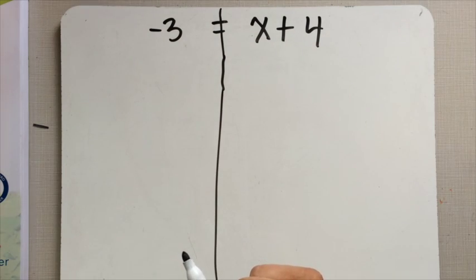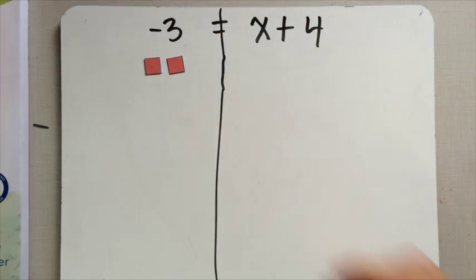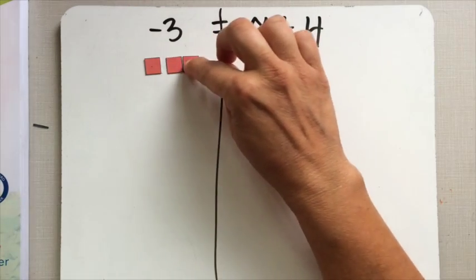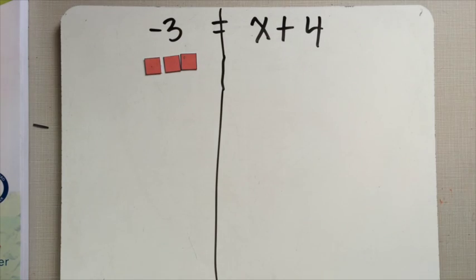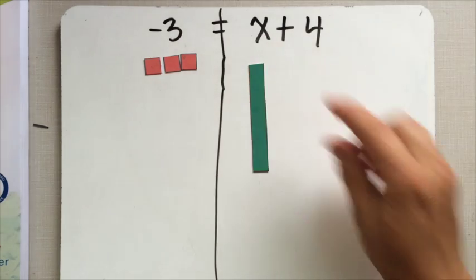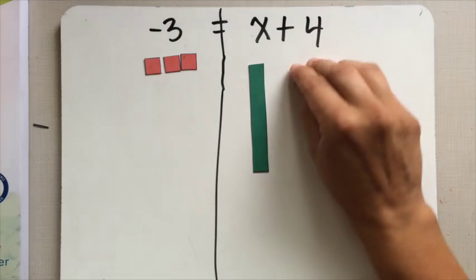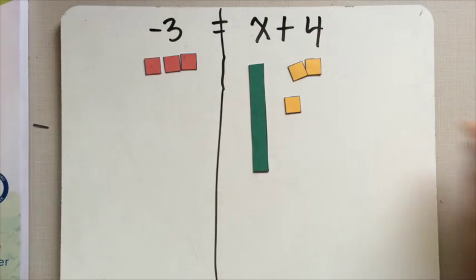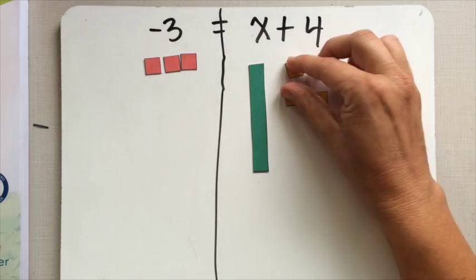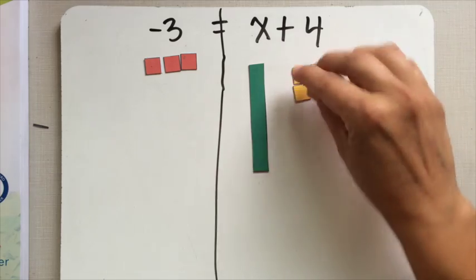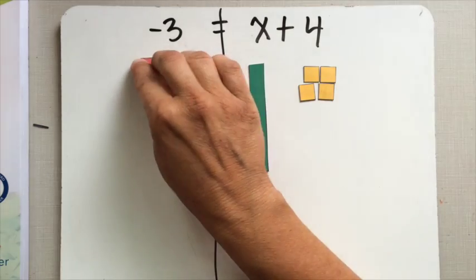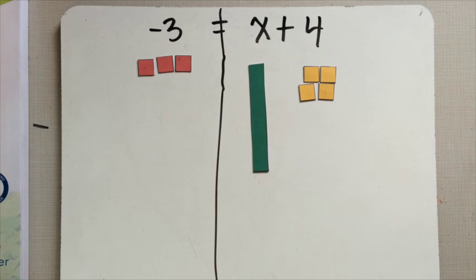What am I trying to do? I'm trying to isolate the variable, get x by itself. So let's put it up in Algebra Tiles and see what I got. I got 3 negative ones on this side, right? -3 is 3 negative ones. I've got 1 positive x right here, and I've got 4 positive ones with it on the same side. So here I have 1 positive x plus 4 positive ones, and over here I know it's equal to 3 negative ones, and my goal is to get this x by itself.